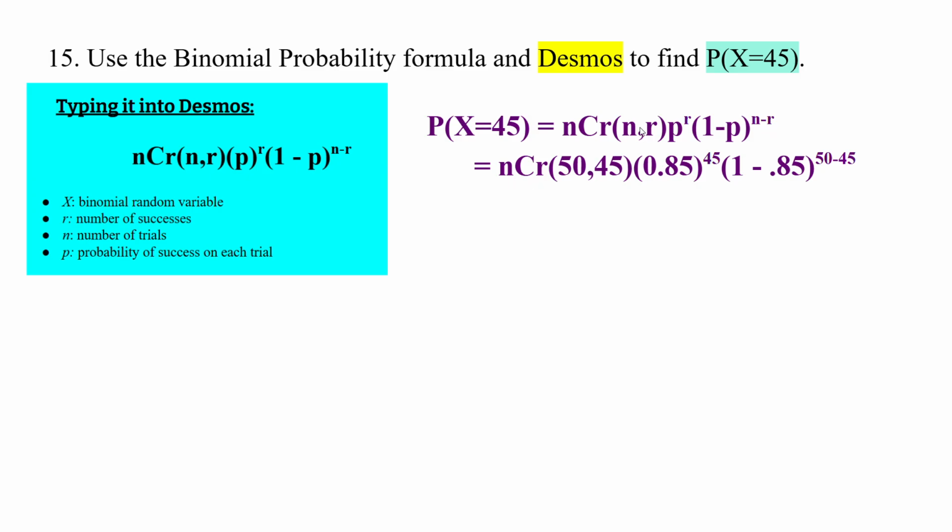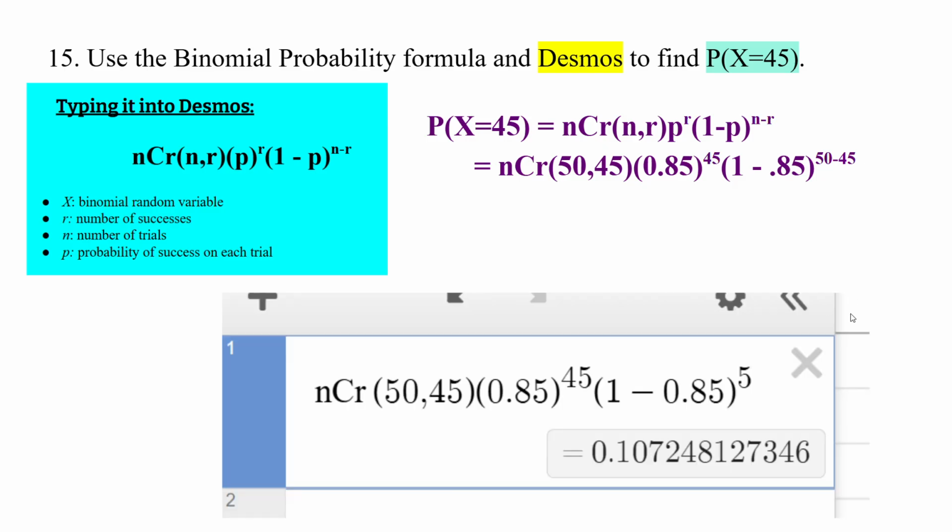So when I type that in, I'm going to replace my n with 50, my r is 45, and then the 0.85 is my probability. 45 is what we're looking for, and then 1 minus that probability with 50 minus 45. So when we plug it into Desmos, I literally type it in just like it is right here. Your nCr stays, and your n and your r on this side with your p, those are the numbers that change.